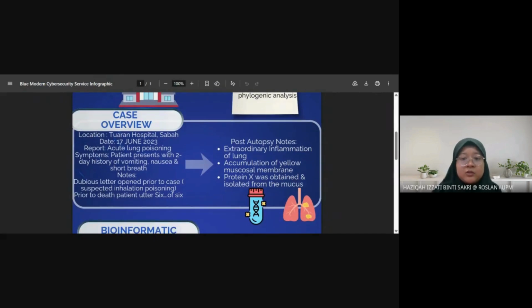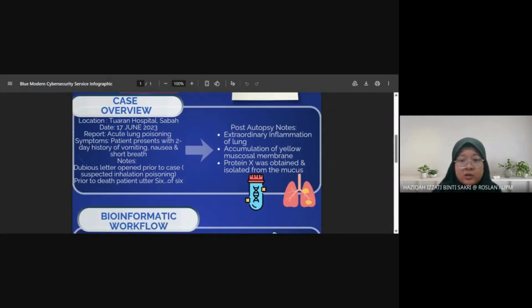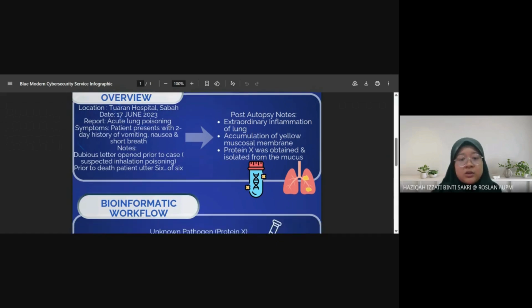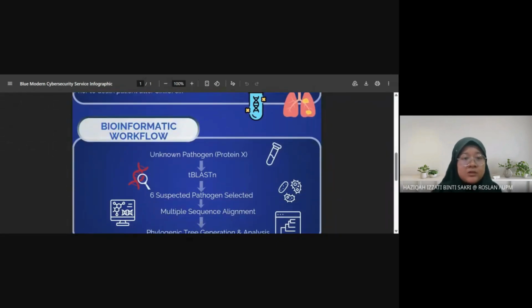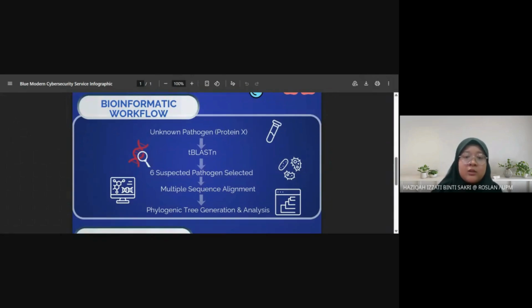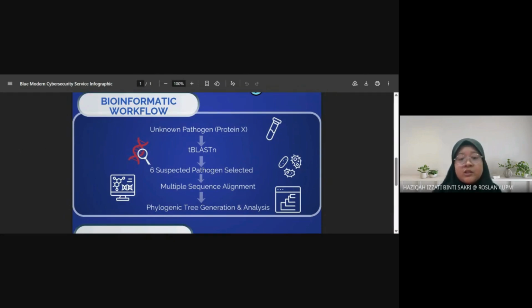At autopsy, it was noted that the patient had extraordinary inflammation of the lung and accumulation of yellow mucosal membrane. From this mucosal membrane, protein S was obtained, isolated and sequenced. Regarding the research flow, the protein S was BLASTed to T BLAST N, where the 6 suspected pathogens were selected and went to multiple sequence alignment, and then we generate and analyze the phylogenetic tree.